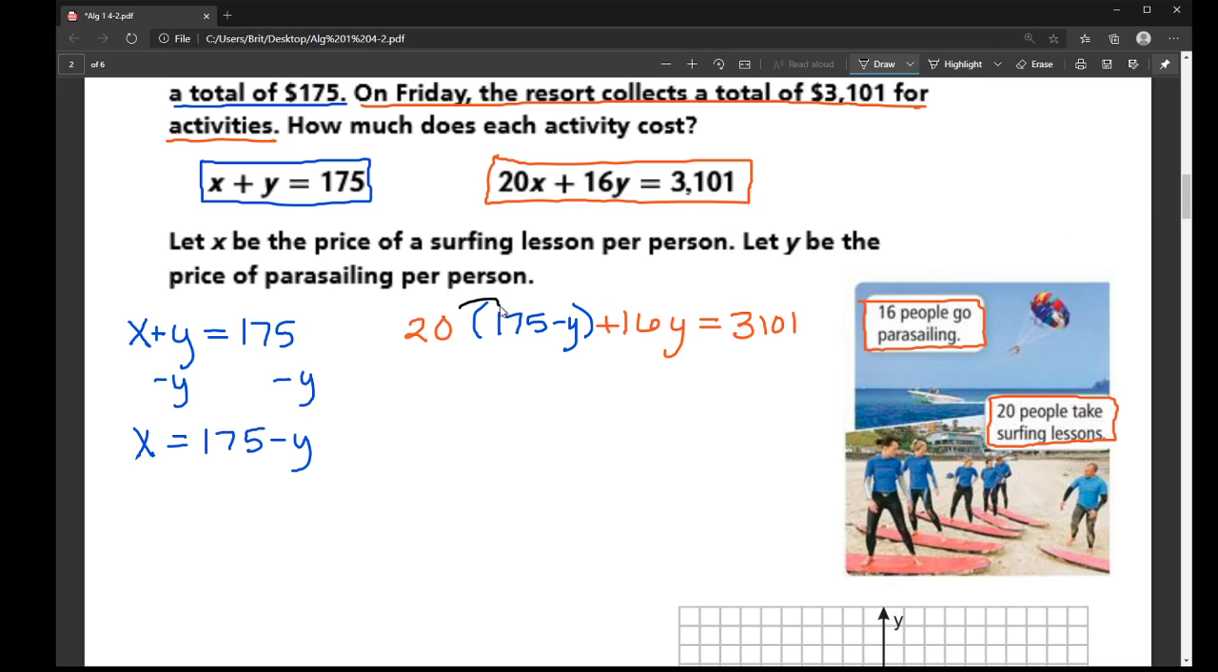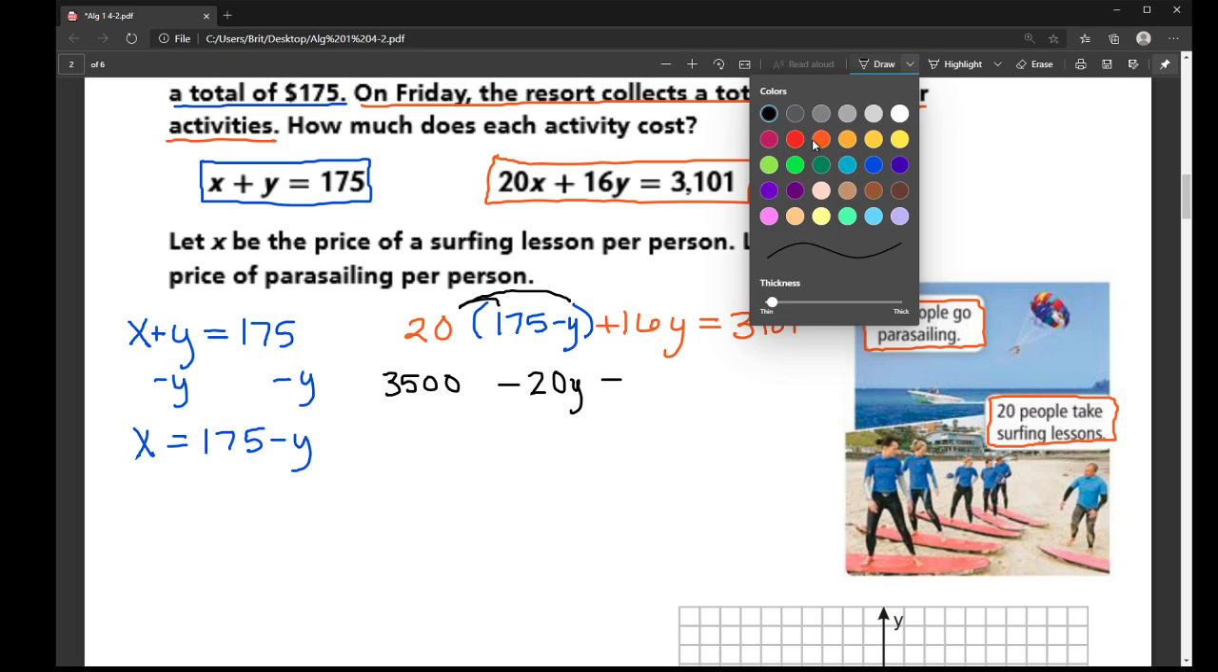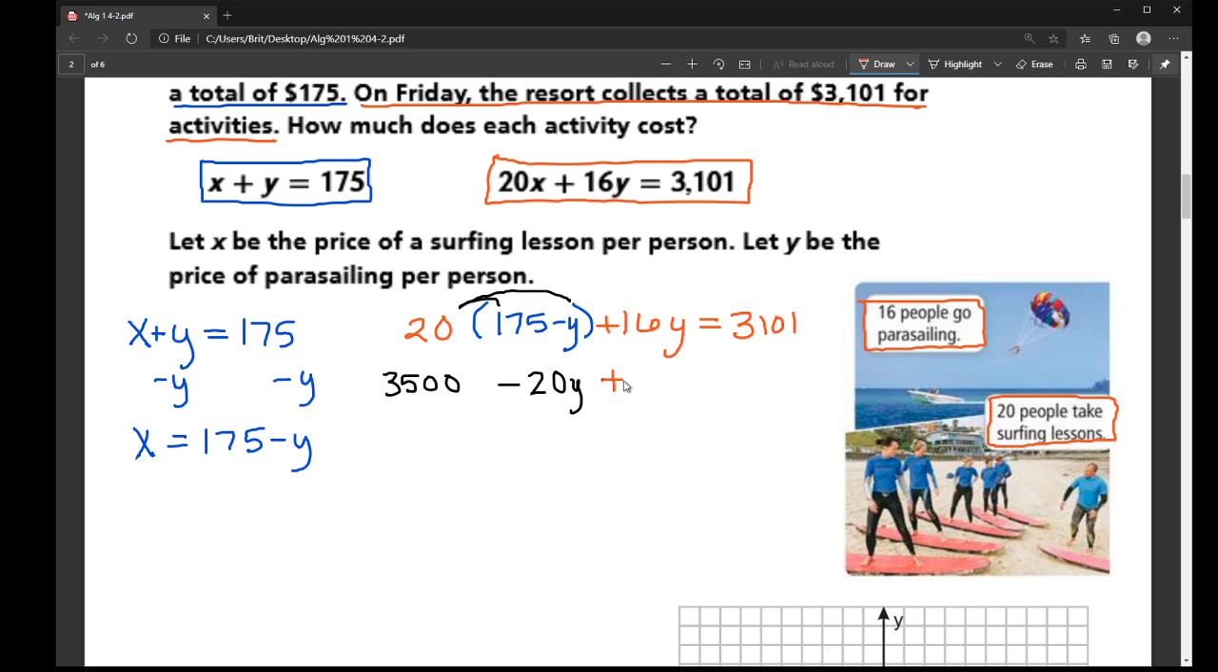So now I'm going to use the distributive property to go ahead and get rid of those parentheses. So I'm going to do 20 times 175, which is 3,500. And then 20 times y is 20y. And then don't forget, the rest of the equation's still here. So I'm still going to put in the 16y equals 3,101.